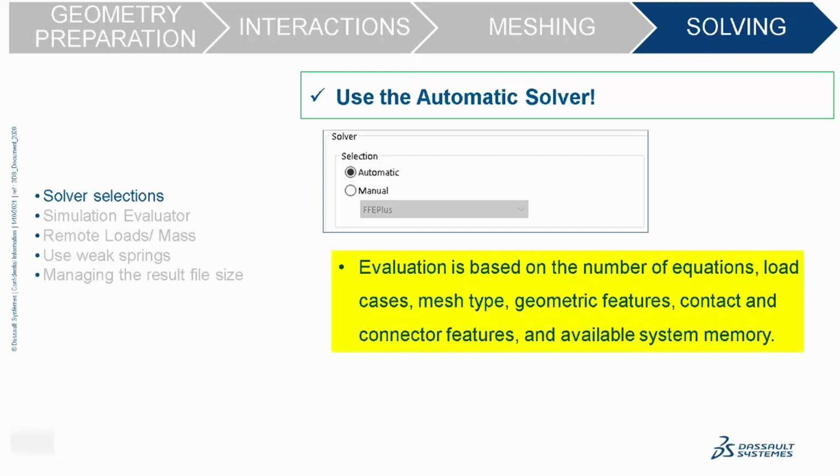The improved automatic solver selection algorithm selects the right solver for you based on various parameters such as the number of equations in the study, available load cases, type of mesh used, available memory, and so on. The automatic solver selection in 2021 is so efficient that whether your model contains degrees of freedom under 100,000 or about 10 million, you can be confident of using the automatic solver.